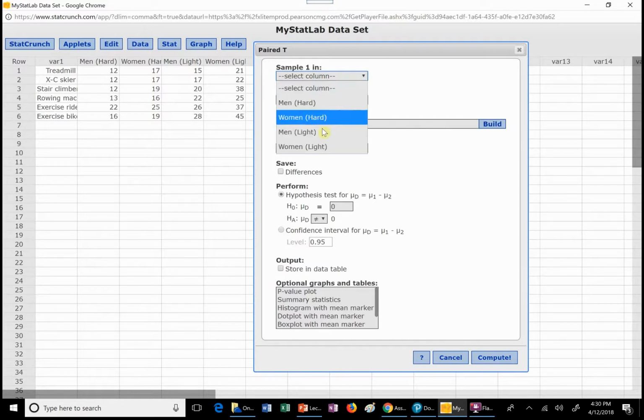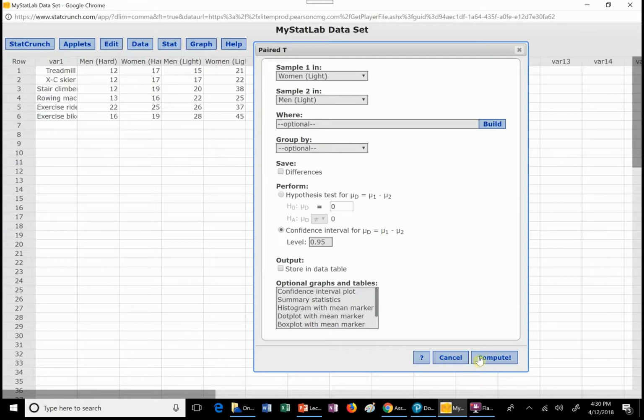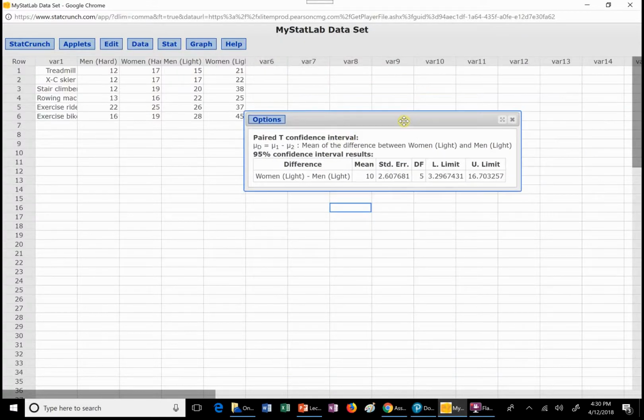And I also have to be careful, because notice that there are 2 different conditions that the people are working under, light and hard. So it's the women working under light, strenuous exercise, and the men working under light. And it wants a 95% confidence interval. And that's how we get it.